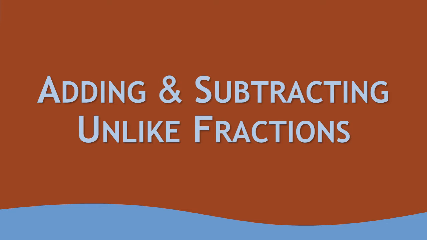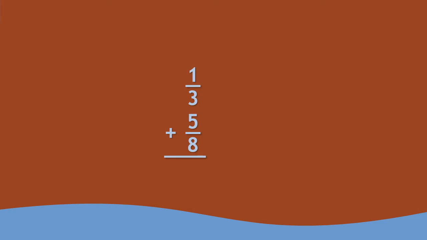Today we're going to be talking about adding and subtracting unlike fractions. Now, unlike fractions are fractions that are not related to each other in any way. That means that their denominators are not factors of one another, like we were talking about yesterday with our related fractions. So when we're adding and subtracting unlike fractions, we still need to have common denominators in order to add or subtract them.